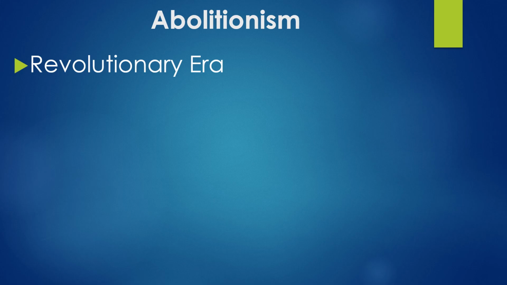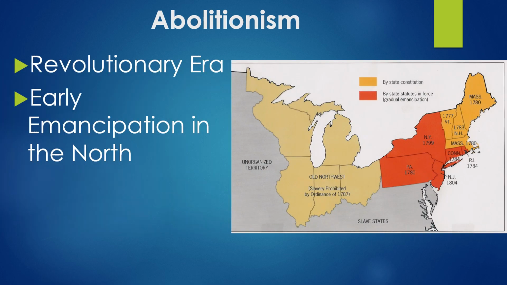Okay. As a result, we will see early emancipation in the North. I think we talked about this earlier. We'll see the northern New England states emancipate by state constitution, and the middle states by gradual emancipation. What that would mean is, for example, if someone was born a slave, they might die a slave, but their children could be freed.